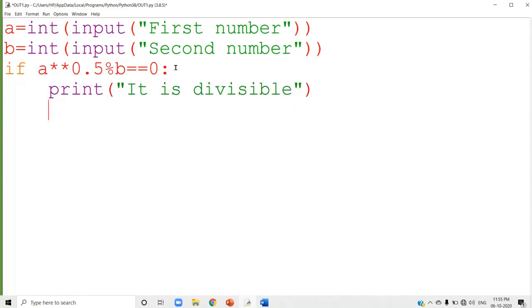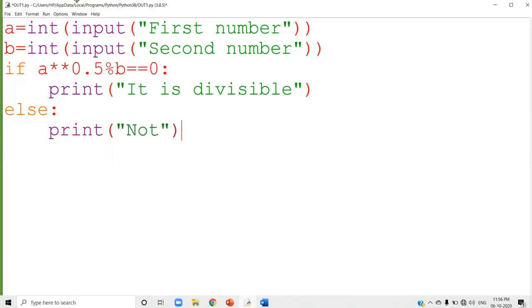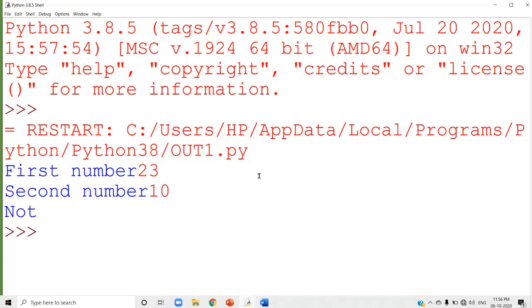Otherwise, you can say it is not divisible. Otherwise means else statement. I told you else statement should come just below the if statement. So else print not divisible. Run this program. First number is 23. Second number is 10. Not divisible.